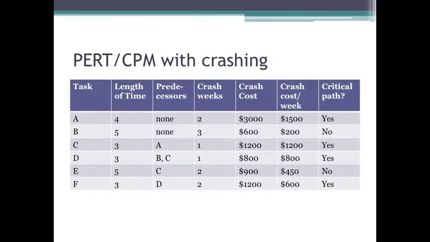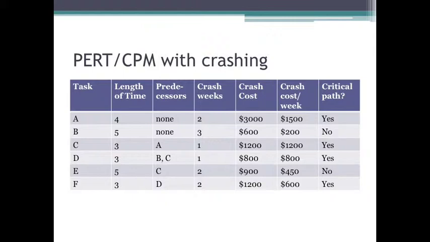So, here's the information we have. We calculated the crash cost per week based on the crash weeks and crash costs. For instance, task A has a crash cost of $3,000, and we are able to crash it 2 weeks. So the crash cost per week is 3,000 divided by 2, which is equal to 1,500. In the same way, task B has a $600 crash cost, and we are able to crash it 3 weeks. So 600 divided by 3 is 200. So we figure out the crash cost per week for all of those tasks.